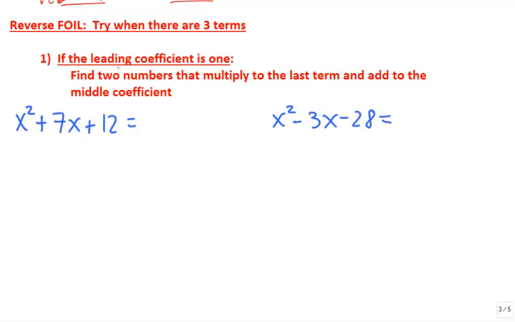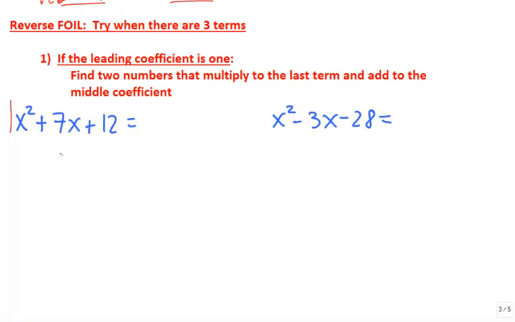So if there are 3 terms, there is going to be this method called reverse FOIL that we're going to use to factor our trinomial. If you have 3 terms in a polynomial, that's called a trinomial. So in the simplest case, that trinomial would have a leading coefficient of 1. So that's what this first example is. This leading coefficient is a 1 here. When that happens, so when you have 3 terms like this and the leading coefficient is 1, this is much, much, much easier to factor.